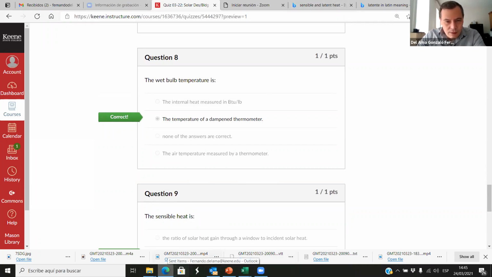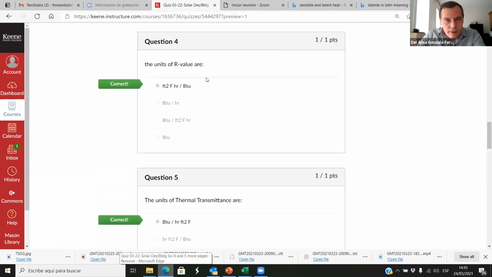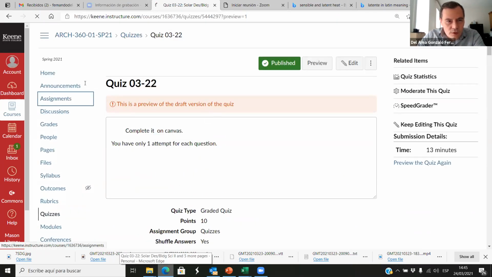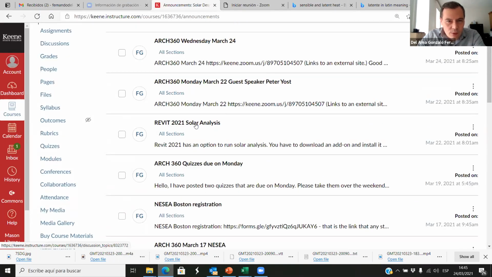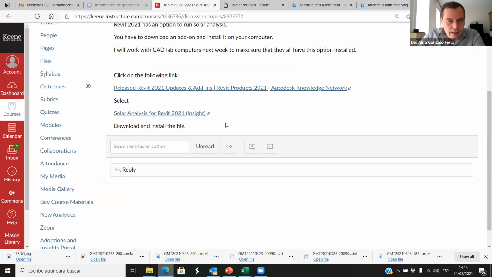Okay, so before moving on with Revit, I posted an announcement that here in Revit 2021 they have, it's not a plugin, it's an add-on. They call it an add-on, solar analysis for Revit 2021. So it's not in Insight, because Revit 2021 has a different way. It has Insight embedded, so you don't have to install a plugin. But I think they forgot to work with this solar analysis.